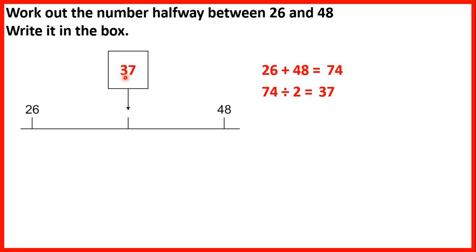And that means 37 is the midpoint, so the number halfway between these 2 numbers. And that makes sense because 26 plus 11 is 37, and then 37 plus 11 is 48. So because we have the same on both sides, we know that this number here will be right in the middle, so halfway between our 2 numbers.